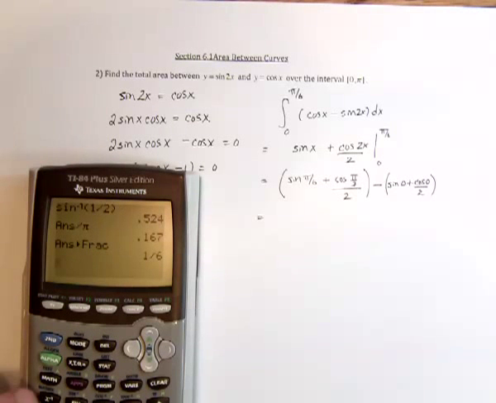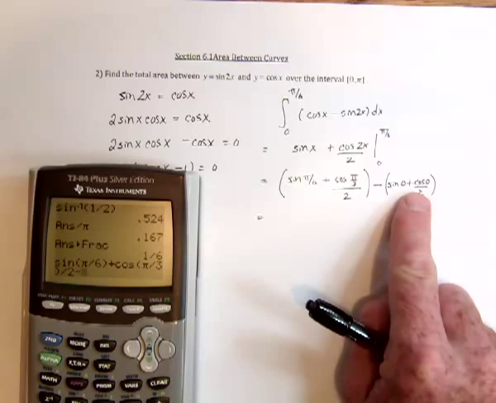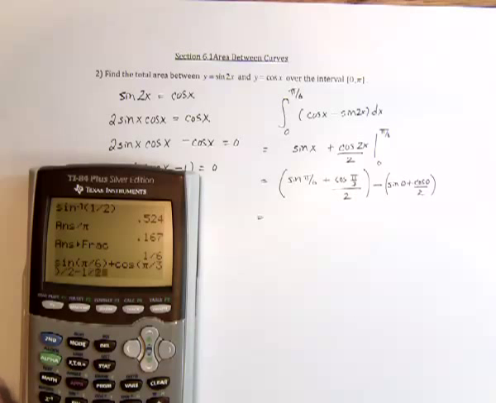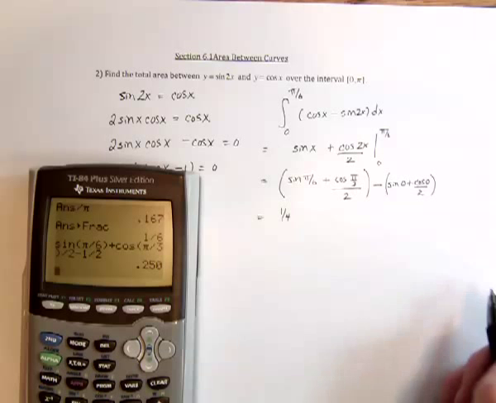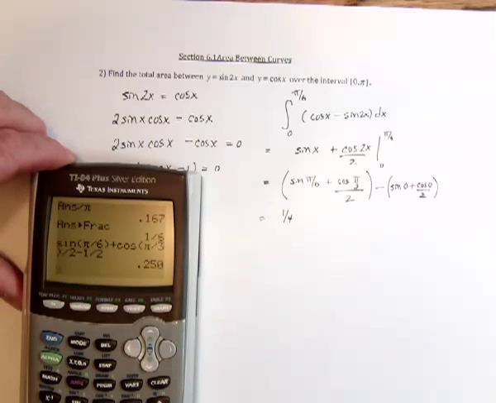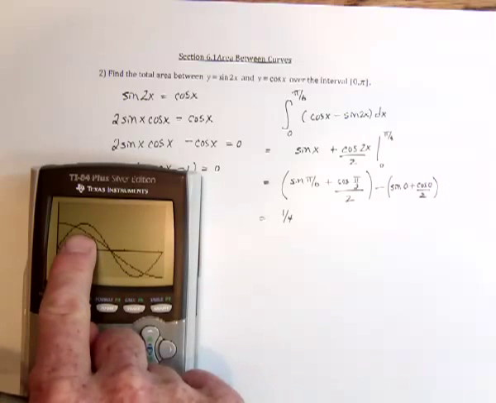So we've got a sine of pi over 6, and then a cosine of pi divided by 3, which then gets divided by 2, minus, so sine of 0 is 0, cosine of 0 is 1, so it's really just minus 1/2. So all of that turns out to be just 1/4. And then next, we need, so this area in here is 1/4. Next, we need to find out this area.